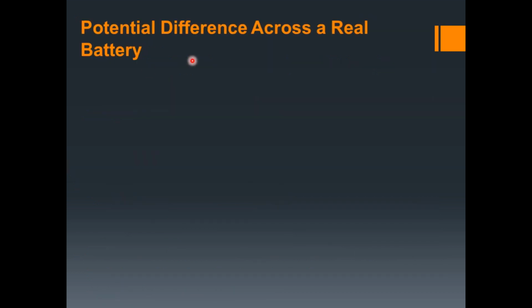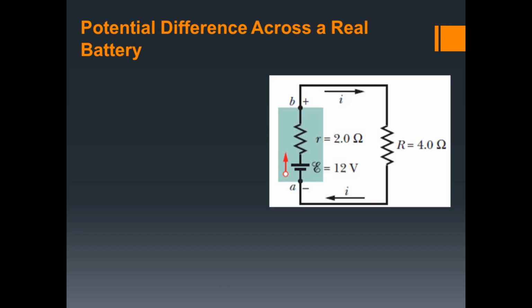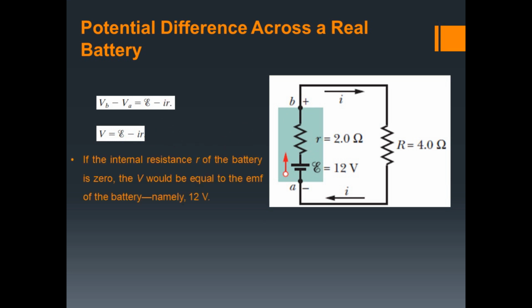Okay, so now the potential difference across a real battery. Again, the same circuit. We know that VB minus VA is equal to EMF minus IR. Just subtract IR, which is the voltage drop across the internal resistance, from the EMF. So we can also write V is equal to EMF minus IR. For example, if we arbitrarily choose that the potential at point A is equal to 0, and if we take this VB as V, then we can write this equation as it is.